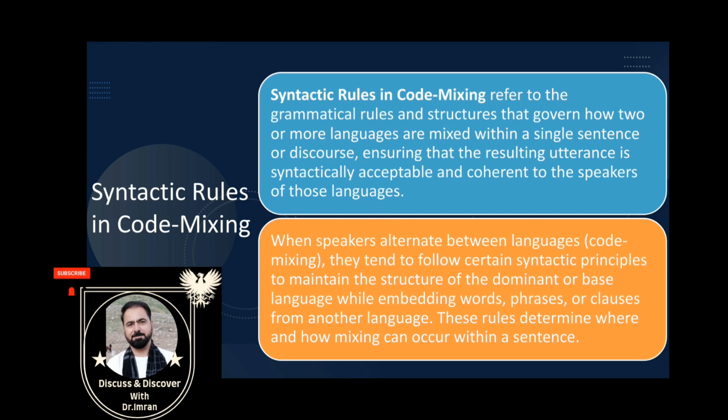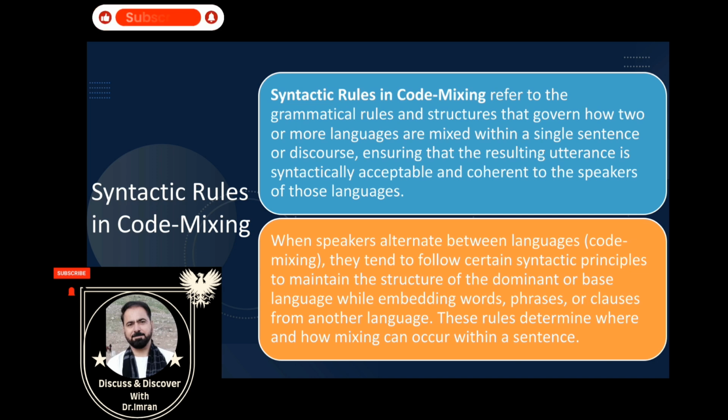Because if you are not following the syntactic rules of both languages, your sentences might not be coherent, or the person might not understand your sentences. So when speakers alternate between languages, code mixing, they tend to follow certain syntactic principles to maintain the structure of the dominant or base language, while embedding words, phrases, and clauses from another language. So these rules determine where and how mixing can occur within a sentence.